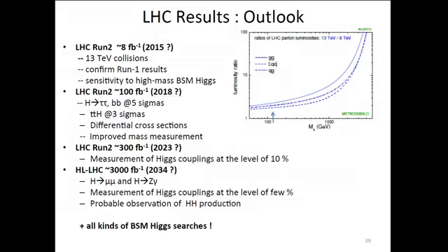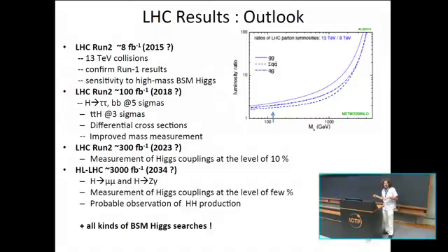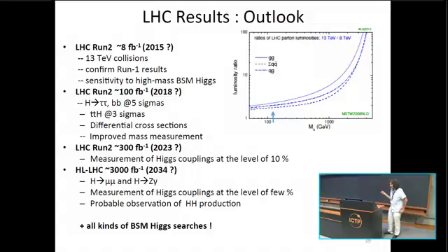So just an overview of the next LHC years. For LHC run 2, this year we will probably collect about 8 inverse femtobarns at 13 TeV center of mass energy. Basically, this will allow us to confirm the run 1 results, and will also give some sensitivity to high mass Higgs beyond the standard model.